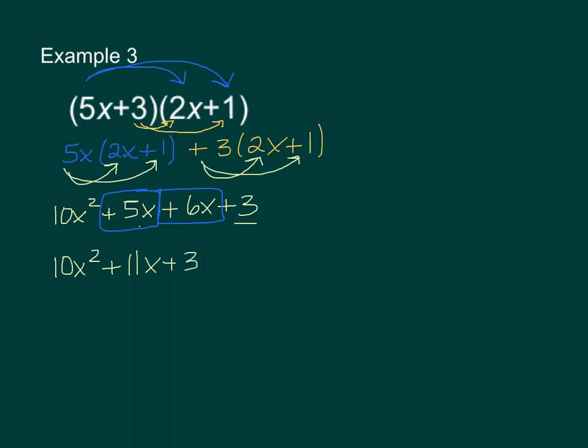And you want to make sure it's in standard form, meaning your exponents have to go down in order. This one has an exponent of 2. This one, we don't write it, but it has an exponent of 1. And this would be x to the 0 power, so it goes in descending order. So 10x squared plus 11x plus 3 is your final answer for this problem. Now if you go to the other video, I'll show you another way to solve this.